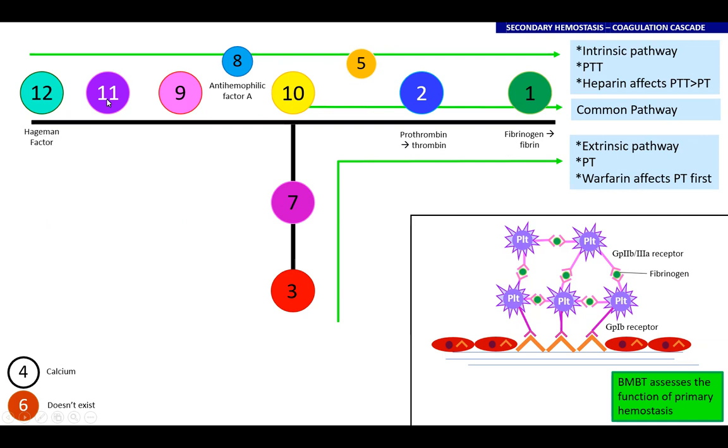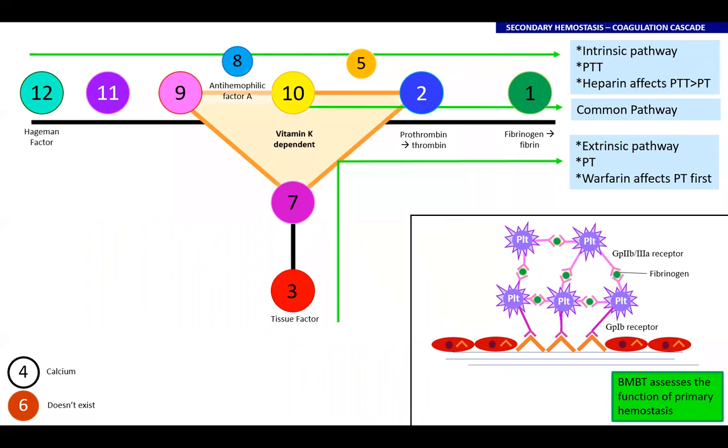And then 9 and 11 have similar names. Deficiency in 9 causes hemophilia B, deficiencies in 11 cause hemophilia C, but those are just not very common in vet med, so you won't hear those talked about too much. Then factor 12 is Hageman factor, and you will hear people talk about that a lot because we see that in cats. And then factor 3 is tissue factor, and that is probably mostly only called tissue factor.